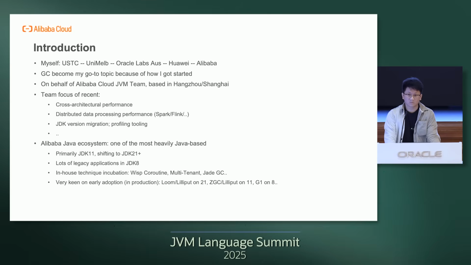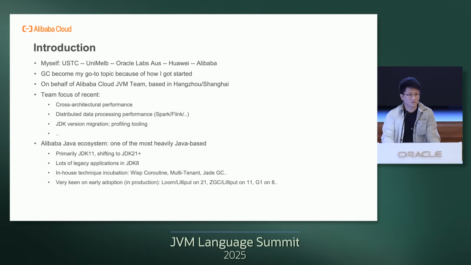Our team is primarily based in Hangzhou and Shanghai. Our recent focus includes cross-architectural performance, distributed data processing performance for Spark and Flink type of applications, JDK upgrade and providing tooling, and many more. These are the big ones, and they are also related to our talk today.